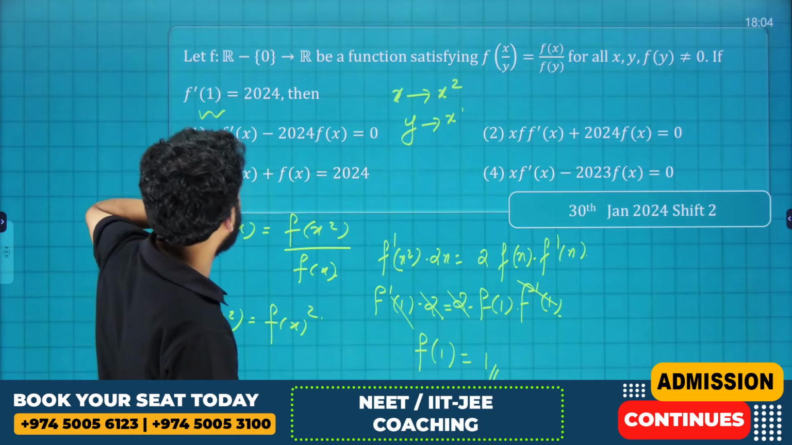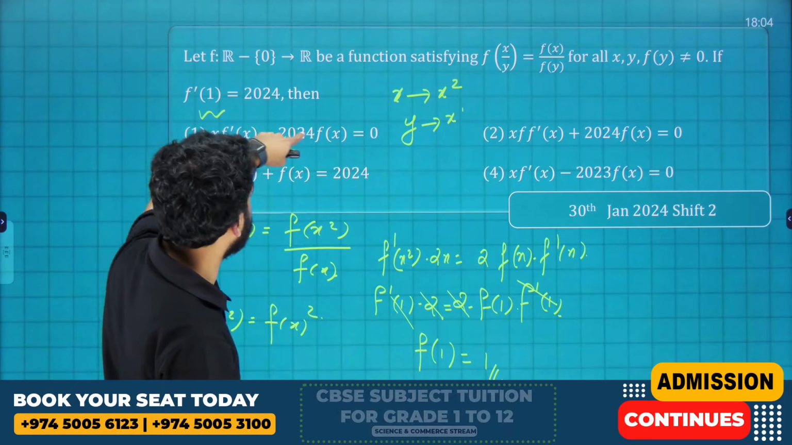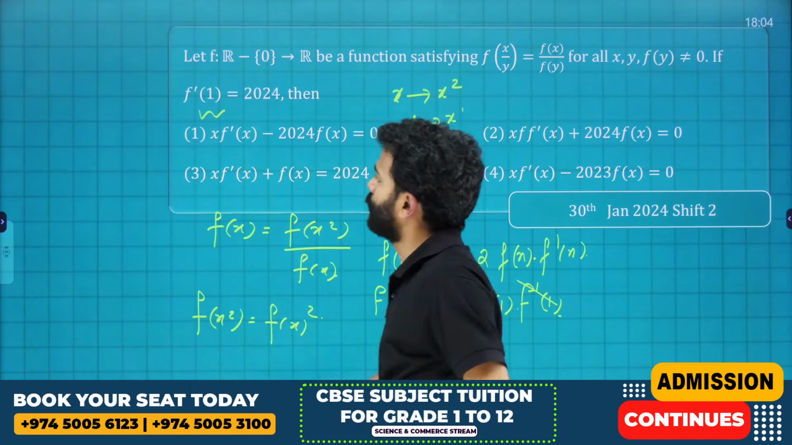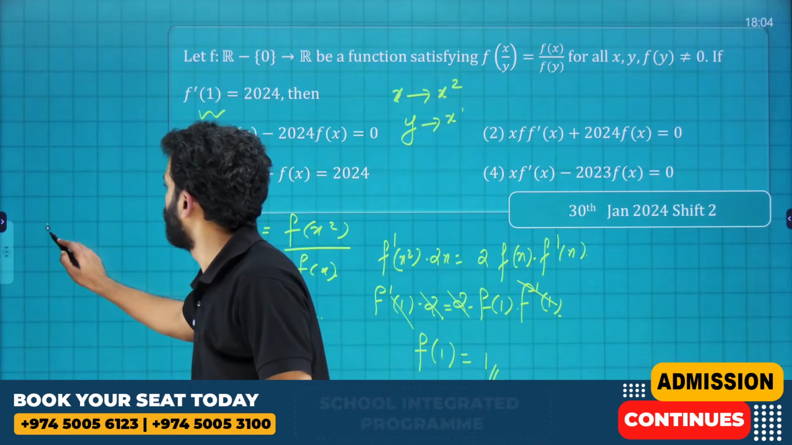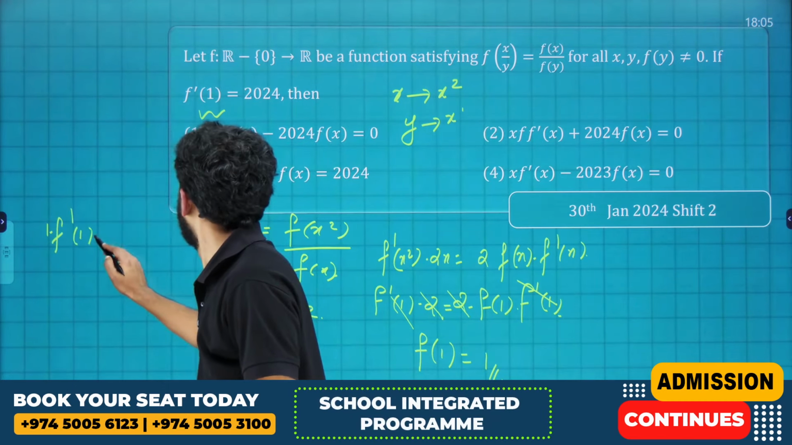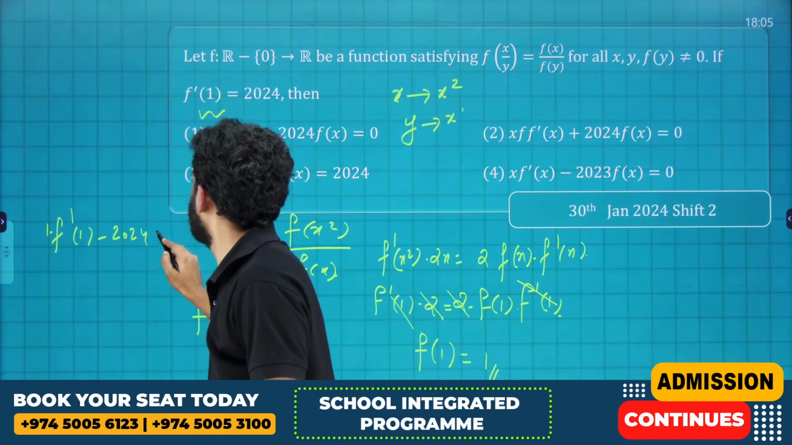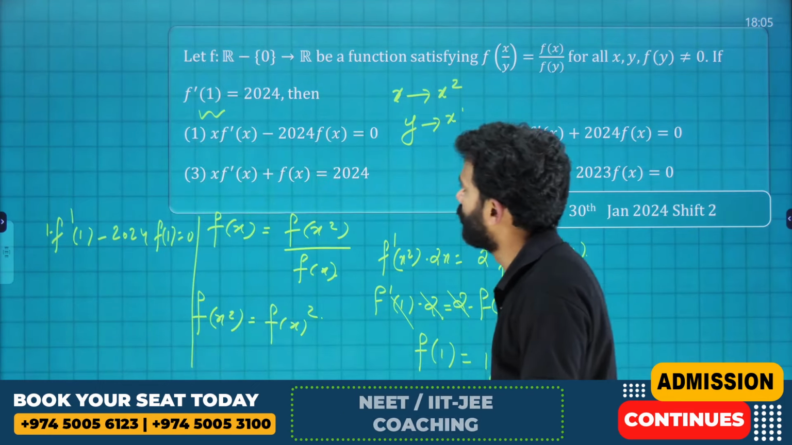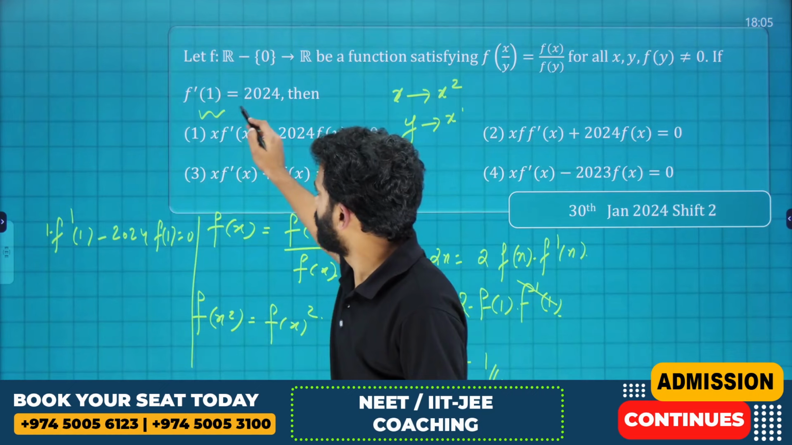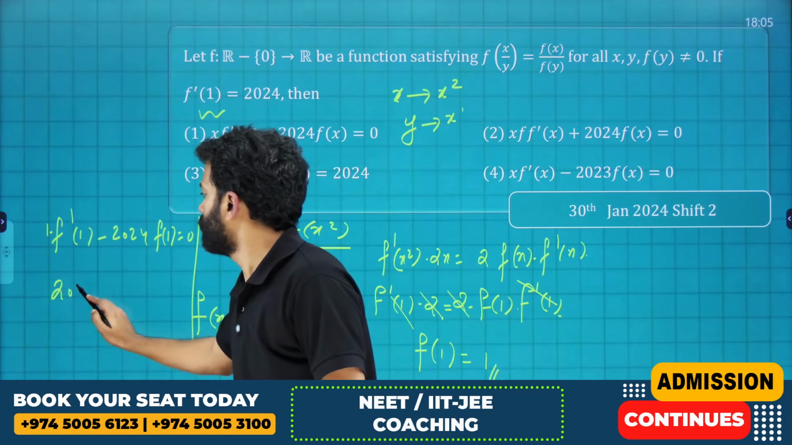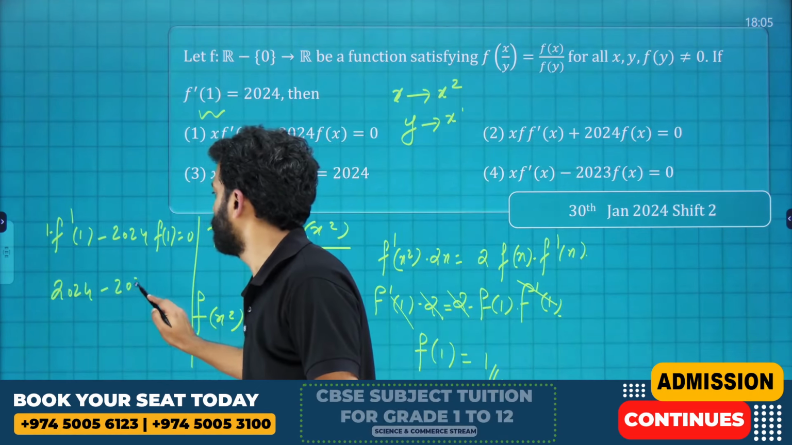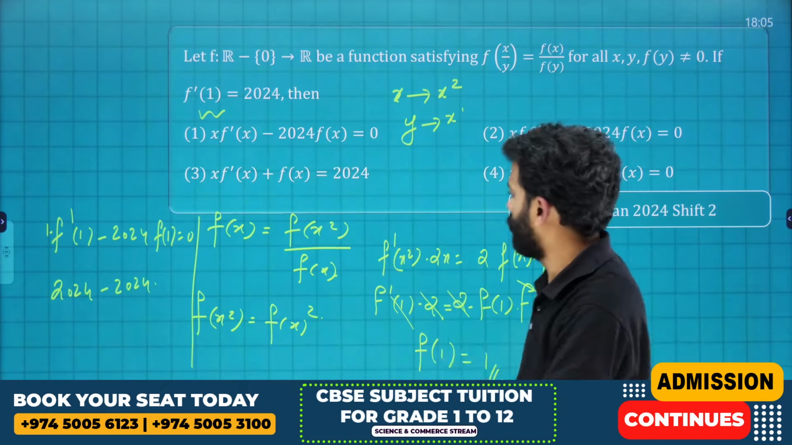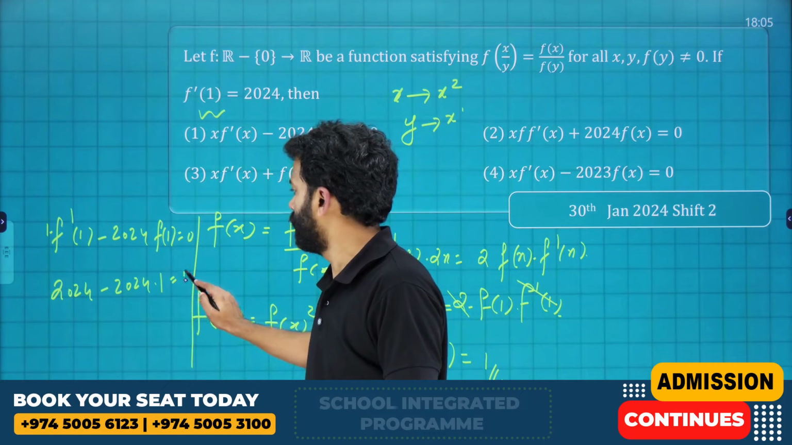Okay, see, just substitute x is equal to 1 in every option. And what will you get from here? That is 1 into f dash of 1 minus 2024 into f of 1 is equal to 0. Let's go for that option. So what is f dash of 1? That is 2024. 2024 minus 2024 into what is f of 1? What is the value of f of 1? That is 1, right? 2024 into 1 is equal to 0.